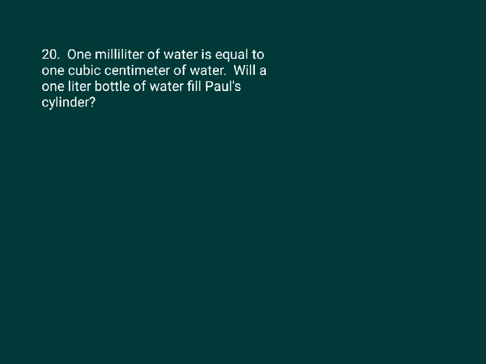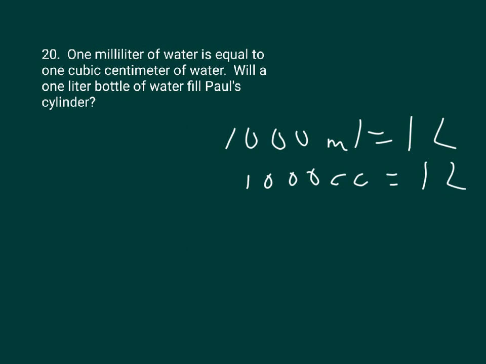A milliliter of water is equal to a cubic centimeter of water. Will a 1 liter bottle of water fill Paul's cylinder? A milliliter is 1,000th of a liter, so it takes 1,000 milliliters to equal 1 liter. And since a milliliter is a cubic centimeter, it also takes 1,000 cubic centimeters to fill a 1 liter container. And Paul has 953.98, so it will not fill it up, at least not to the top. No, won't do it.